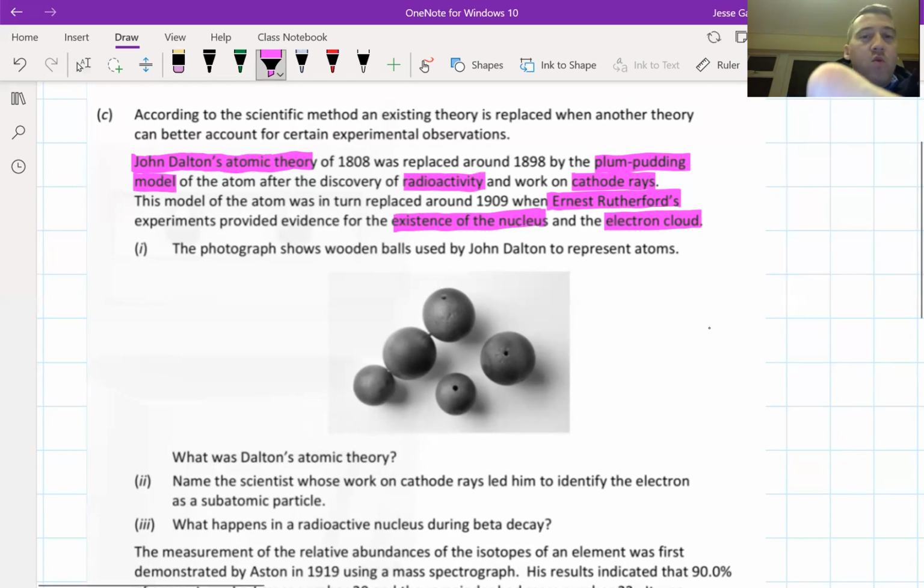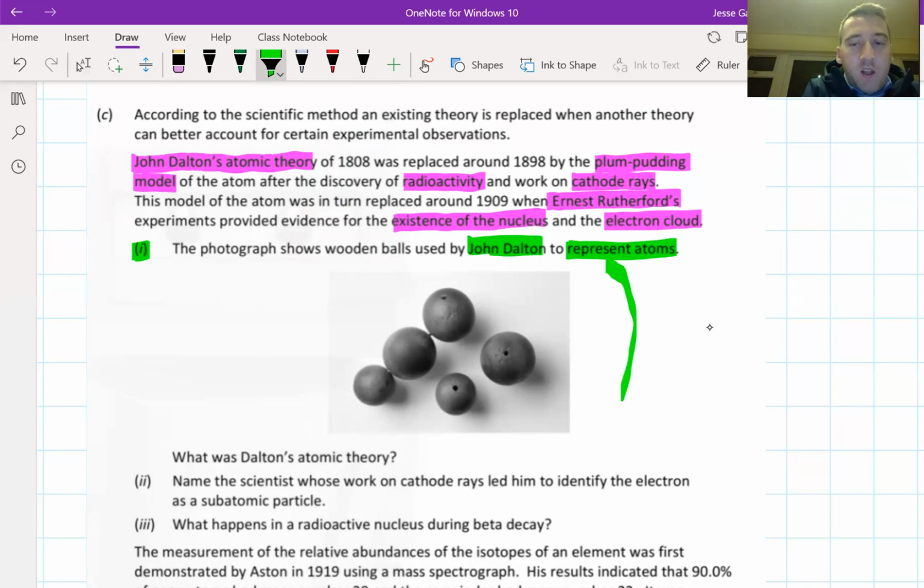Okay, now we have a question. We have a part one. This is where we're going to actually have to do something. Part one: the photograph shows wooden balls used by John Dalton again to represent atoms. This is where the question is. This can be quite tricky, that the question is separated, and we mustn't miss the question.